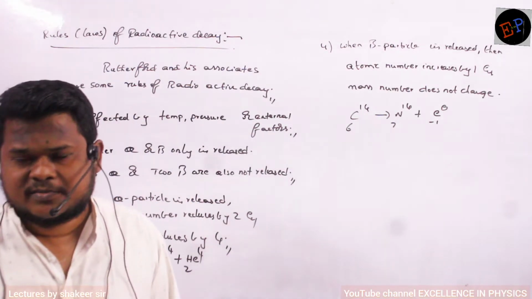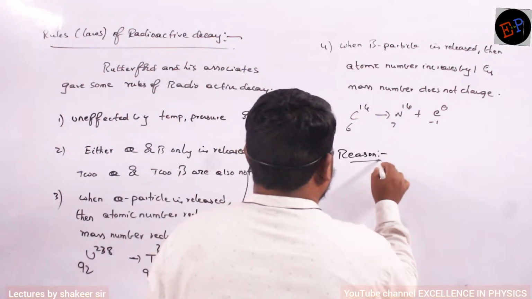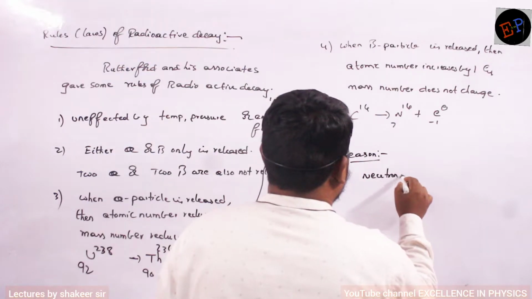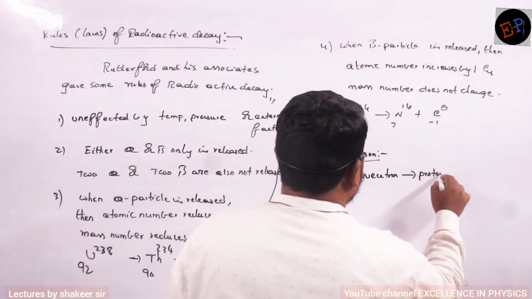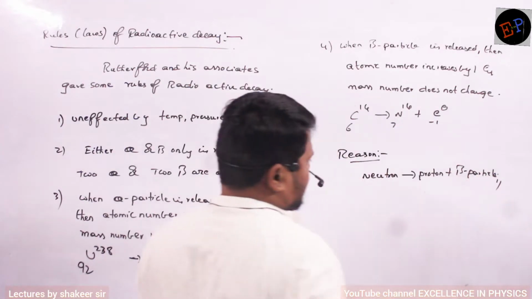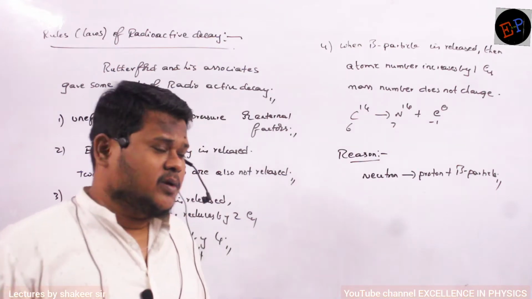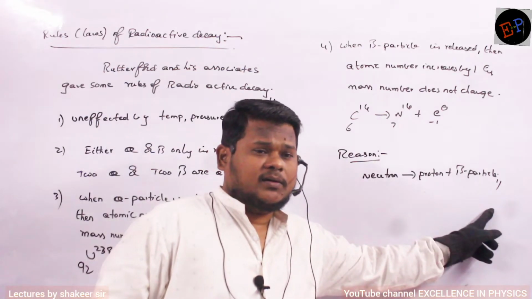Mass number is not changing. What is the reason for this? Here we will write: the reason is that a neutron gets split into a proton plus a beta particle. This is what will happen. So out of many neutrons, one neutron splits into what? A neutron will split into a proton and a beta particle.